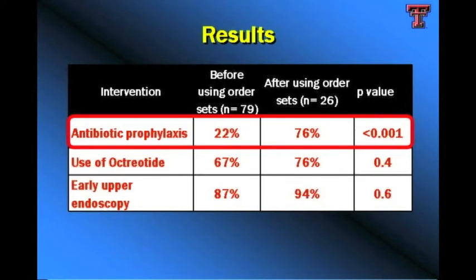As you can see from the table, the use of antibiotic prophylaxis improved significantly from 22% to 76% comparing before and after the implementation of this order set. We also observed some improvement in terms of the use of octreotide infusion and also upper endoscopy as well, although these numbers were not statistically significant.